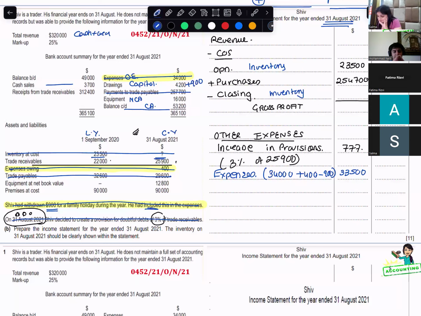Okay, come on. Now what do I have to do? Equipments at net book value. Please tell me, what am I supposed to do for equipments? Come on, tell me, what do I do for equipments? What related to equipment should come over here?